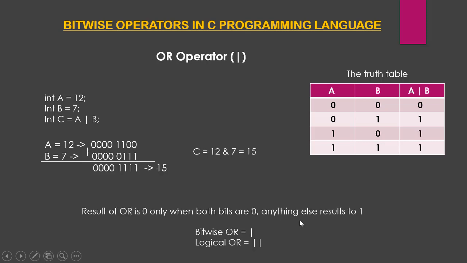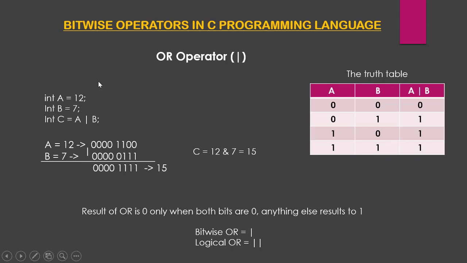Let's discuss the OR operator. When two values are bitwise inclusive ORed in C, the binary representations of the two values are once again compared bit by bit. The result of OR is 0 only when both bits are 0. This is the truth table for the inclusive OR operator. When A is 0 and B is 0, A OR B is 0. When A is 0 and B is 1, A OR B is 1. When A is 1 and B is 0, A OR B is 1. When A is 1 and B is 1, A OR B is 1.